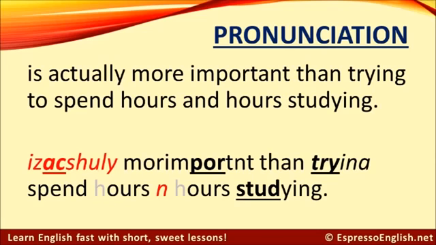Then try and spend. Again, you can see the word to just becomes a little sound at the end of trying. Try and spend. Hours and hours. Remember, the H in the word hours is silent, so don't pronounce it at all. Hours and hours. And the and becomes n.